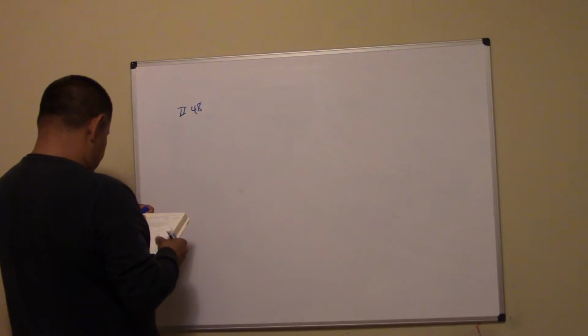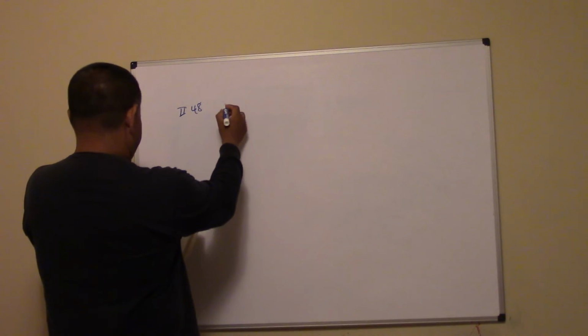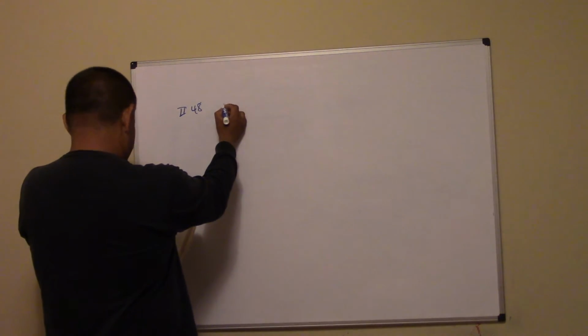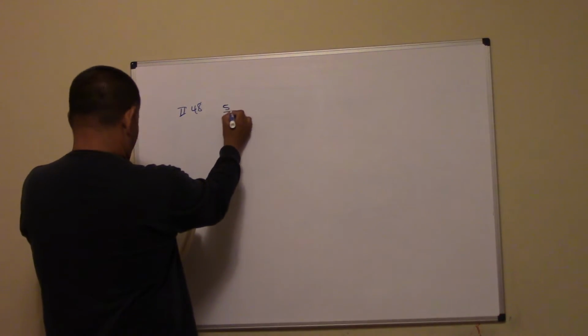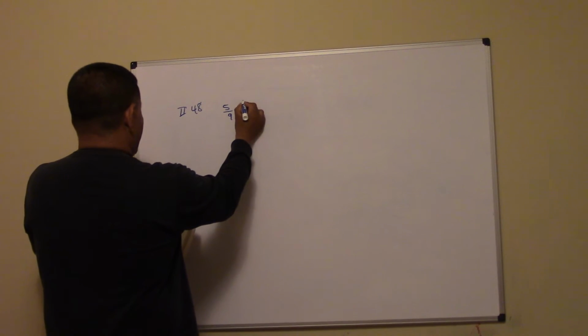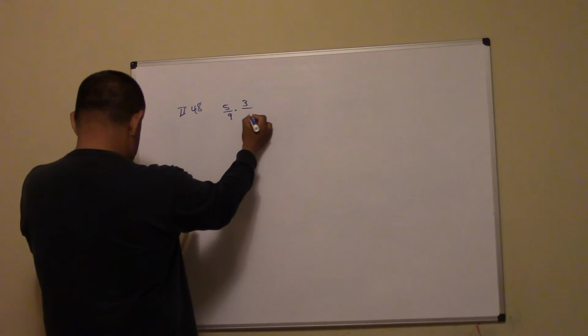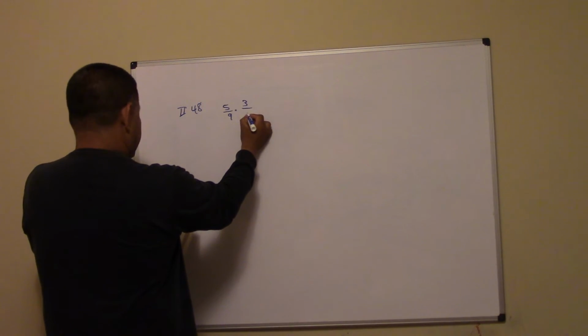Number 48 is 5 over 9 multiplied by 3 over 10.